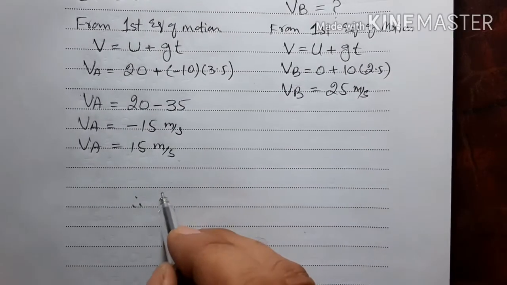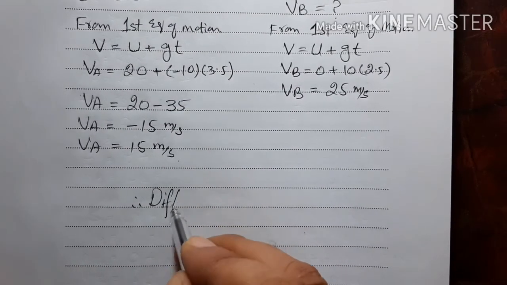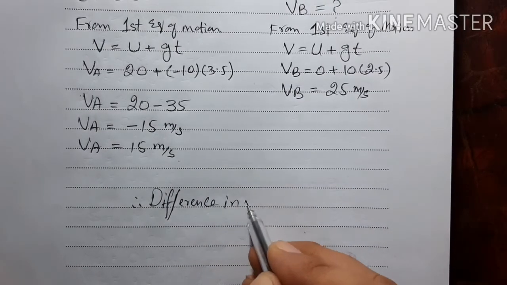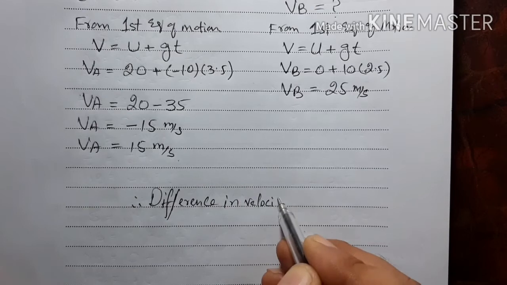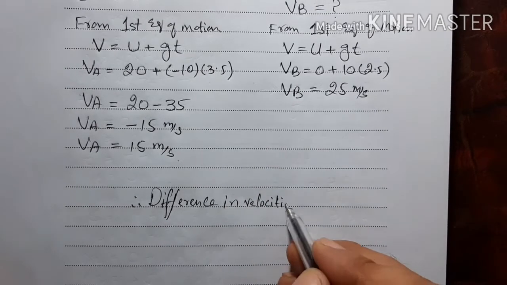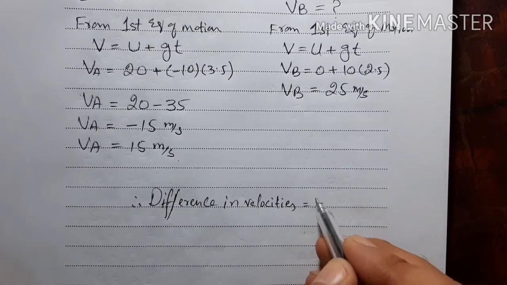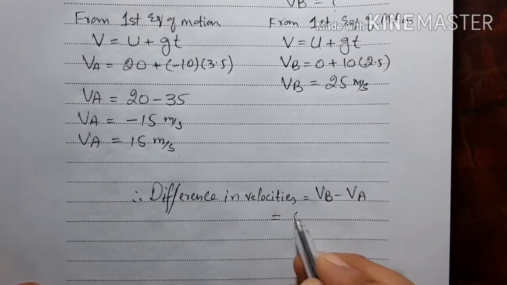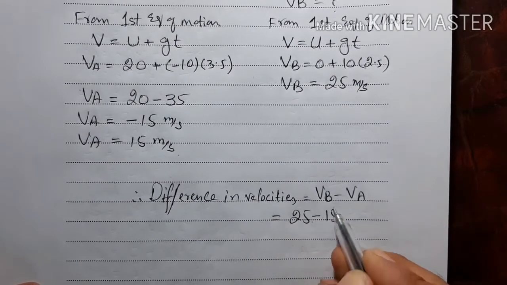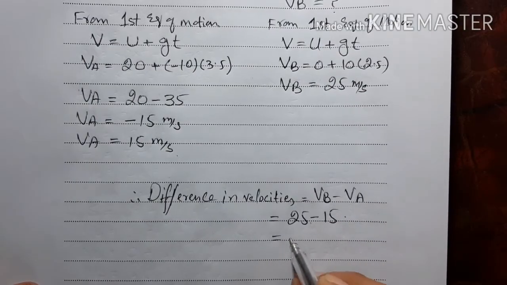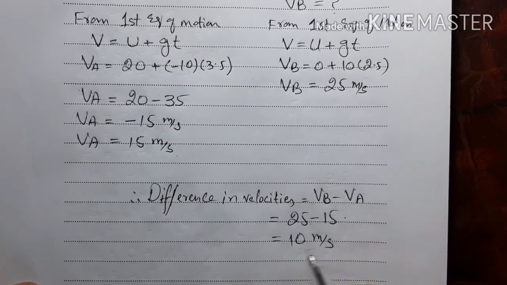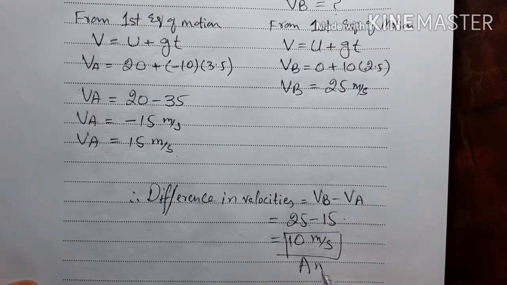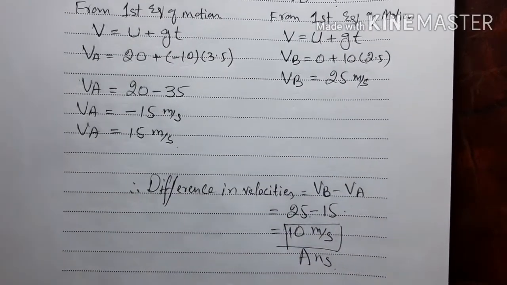Therefore, the difference in velocities is VB minus VA, which is 25 minus 15 equals 10 meters per second. So this is our answer of the second part.